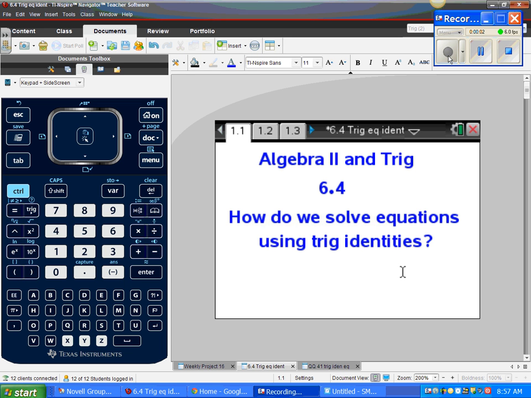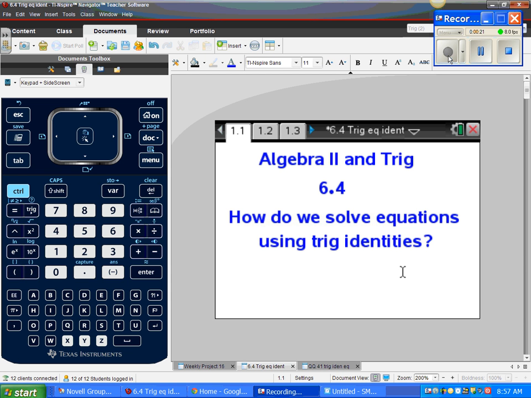All right, guys, so we're on lesson 6.4. Everybody have it open? Yep. Okay, so what we're going to be doing today is learning how to solve trig equations using our trig identities. So everybody should have that reference sheet out and next to them at all times until further notice. You cannot forget it.